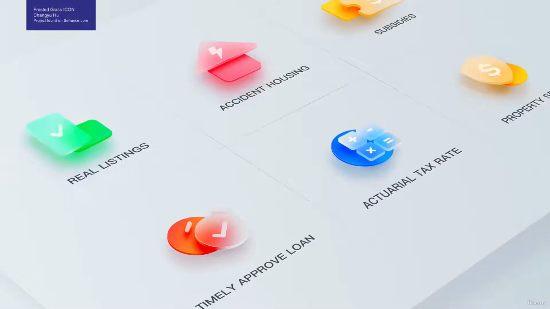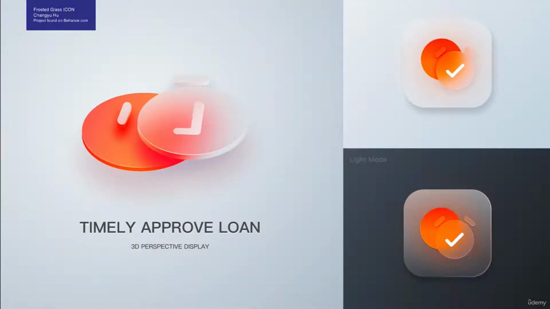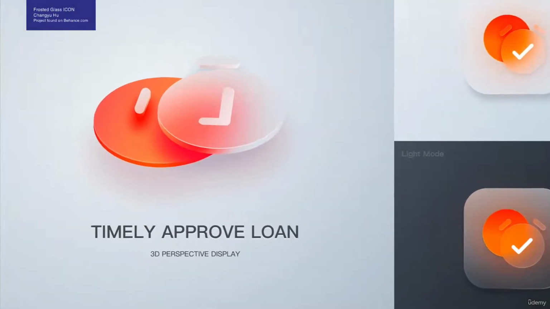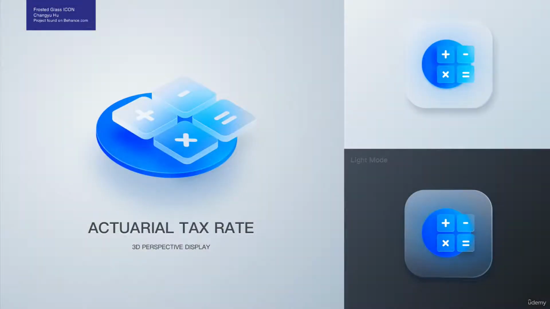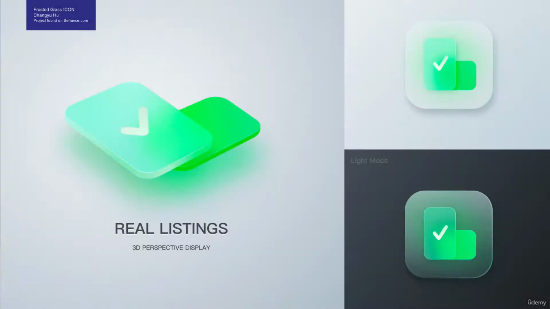You can see this icon set uses frosted glass to allow the red circle to still be seen tucked away behind the top circle. This effect can work well in both dark and light modes, which is essential for any user interface style these days.